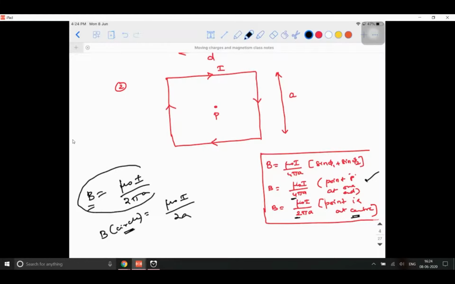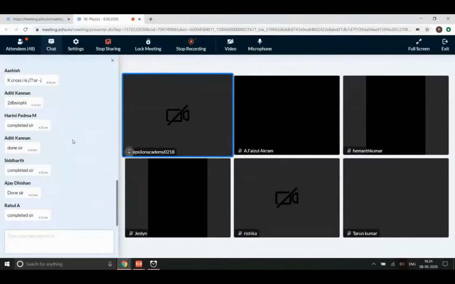So B is equal to mu naught I by 2 pi a is applicable for a line current carrying conductor, or a linear current carrying conductor. For a circle at the center, there is no pi. And one more thing: a is the perpendicular distance from the current carrying conductor to the point. In this case, a stands for the radius of the circular loop. Okay, so these two are very, very important points. Please make a note of it. Right. So assuming that you have completed, we'll go to the next concept.